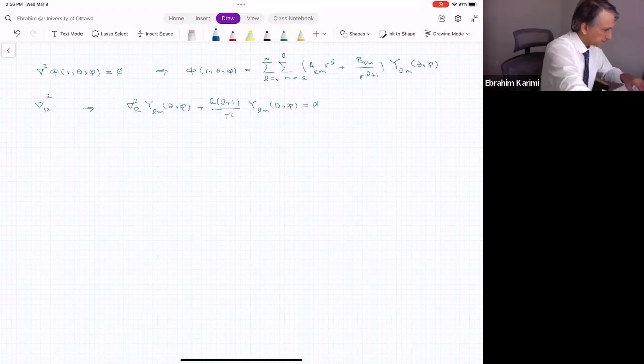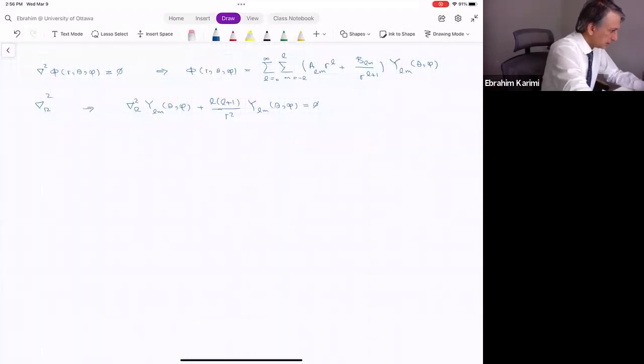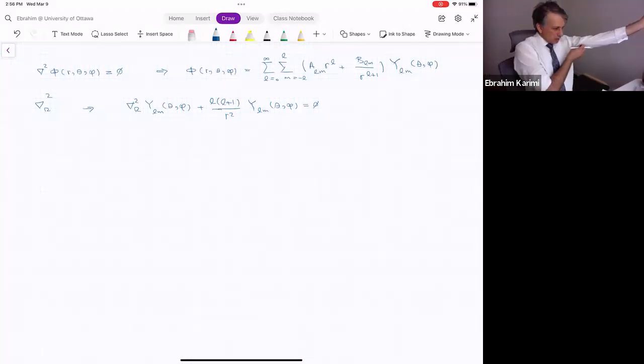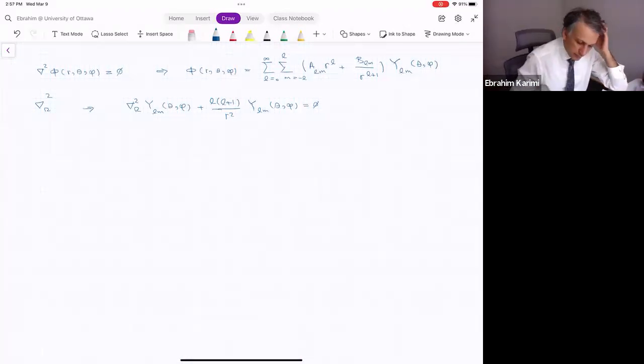Let me check it out. Spherical harmonics. Differential equation. Okay. Yes, that was the Laplacian that we had. Fantastic.